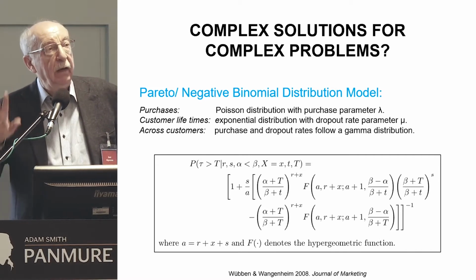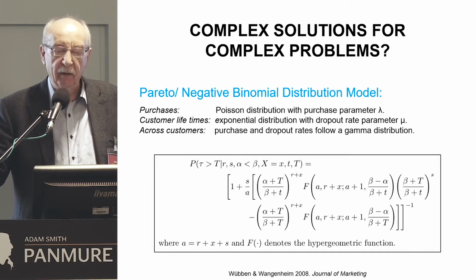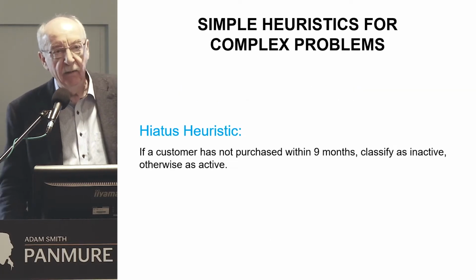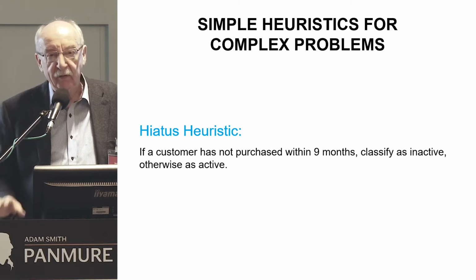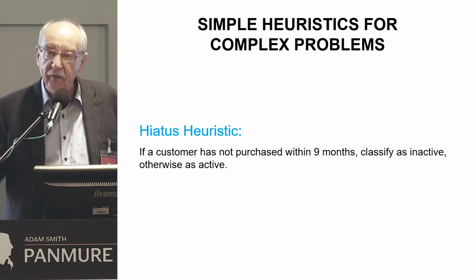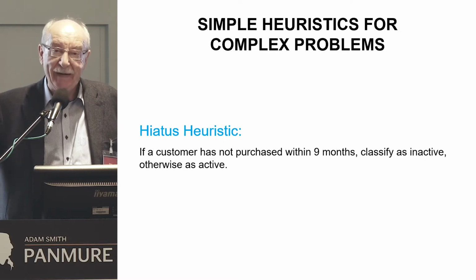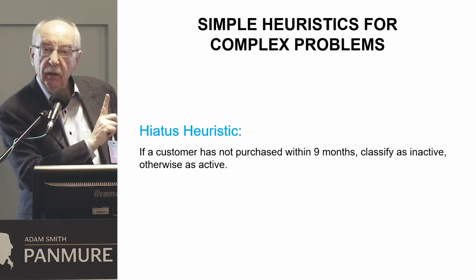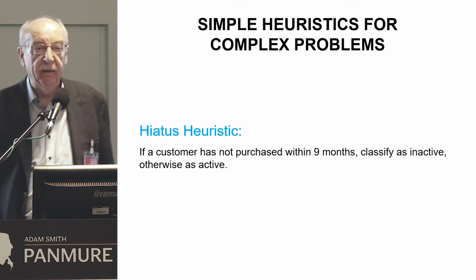Now, the other vision is to study how experienced managers actually make the decision. And the answer is that one of the typical heuristics being used is the so-called hiatus heuristic. If a customer hasn't purchased in 9 months, or some other hiatus, classify as inactive, otherwise as active. It's again a one-good-reason heuristic. All other information is ignored.